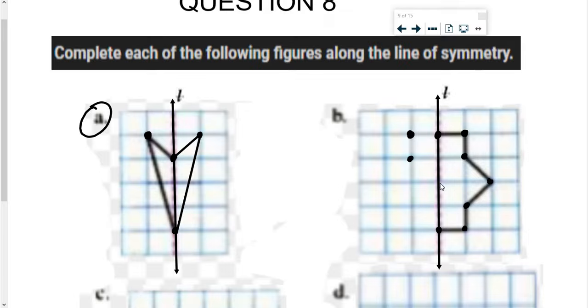This point here is 1, 2 boxes. Also count the same boxes, 1, 2. So its reflection will be here. And this corner, its reflection will be here. And this corner, its reflection will be here.